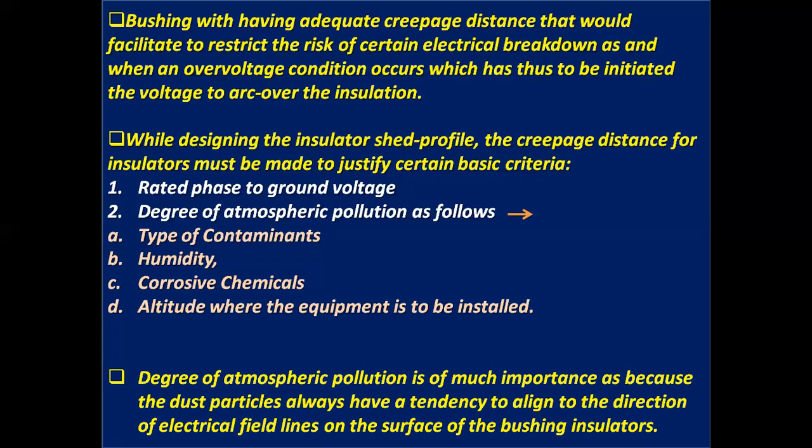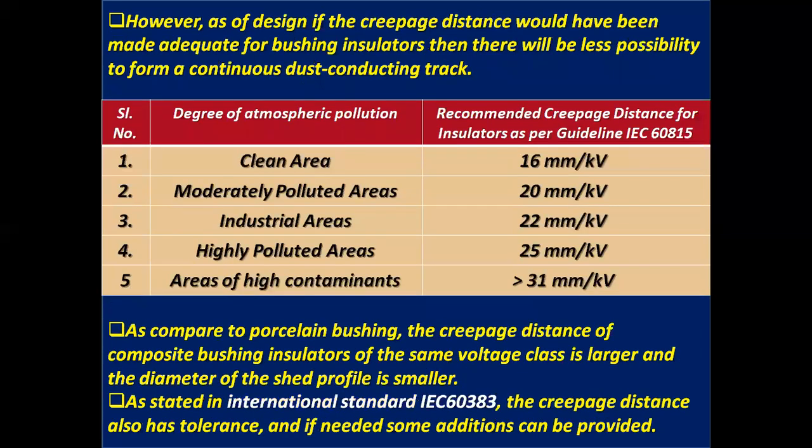Degree of atmospheric pollution is of much importance because the dust particles always have a tendency to align to the direction of electrical field lines on the surface of the bushing insulators. However, as of design, if the creepage distance is made adequate for bushing insulators, then there will be less possibility to form a continuous dust conducting track.